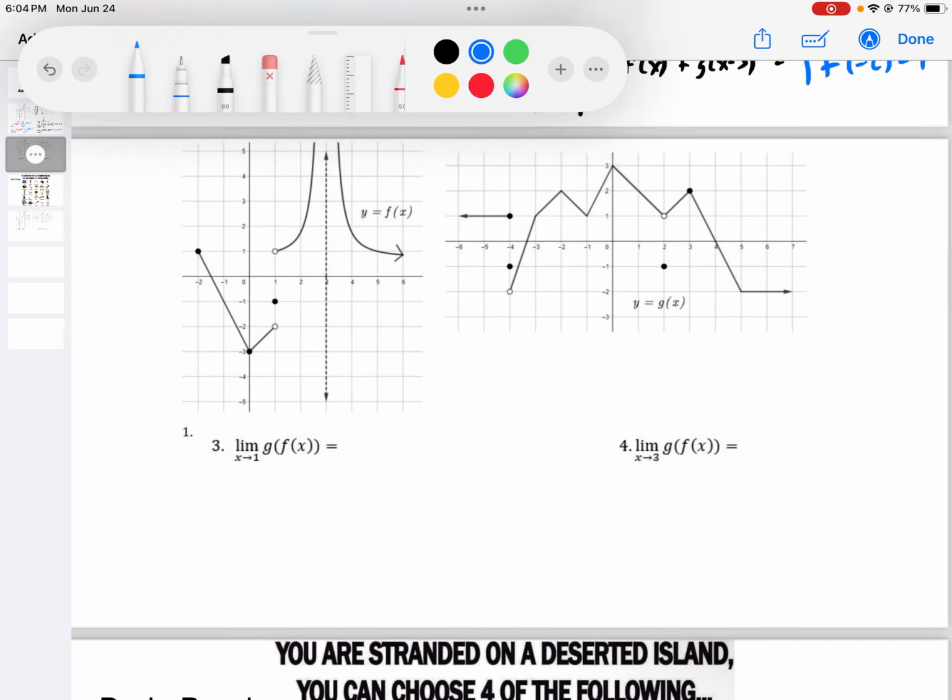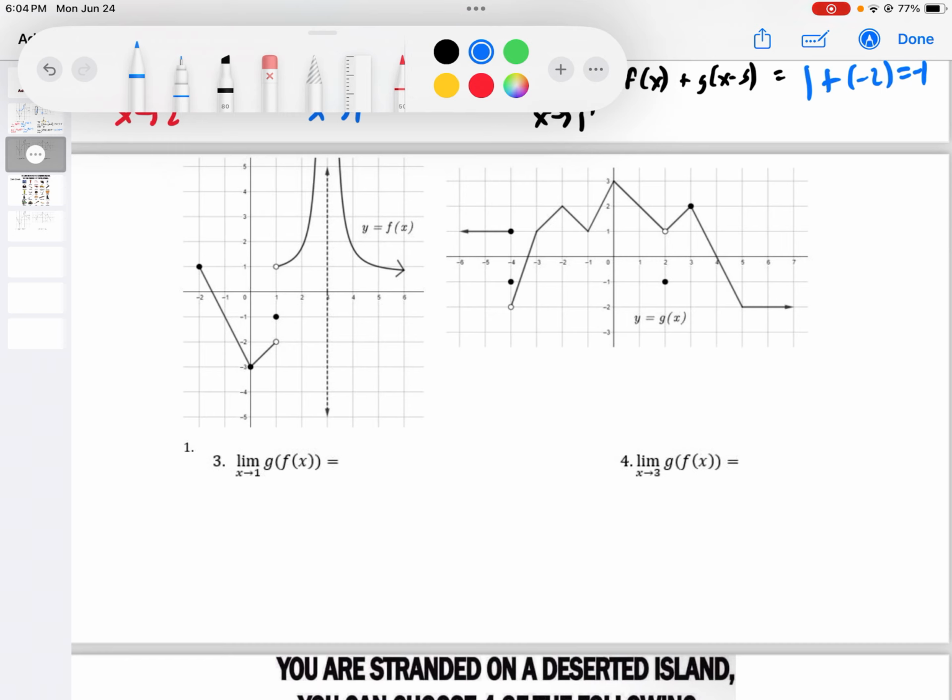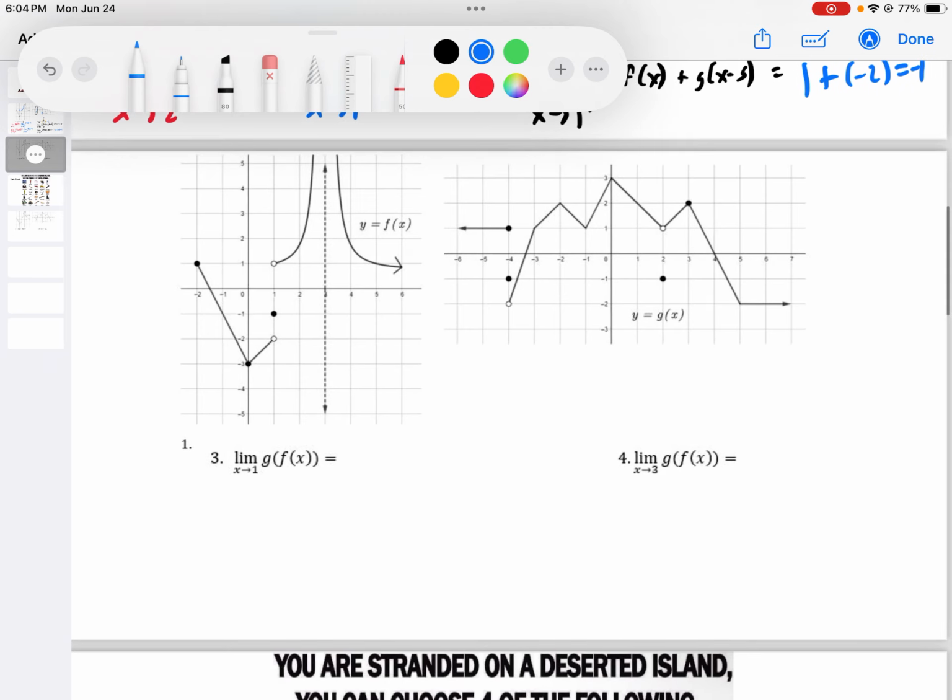All right, that's really all there is to this, but we're just going to do some more to really get it down. All right, so this time the limit as x approaches 1 of g of f of x. So notice those are just flipped. If you wanted to, you could pause this video, try it on your own, and then come back. But we have to make sure the left-handed limit and the right-handed limit agree.